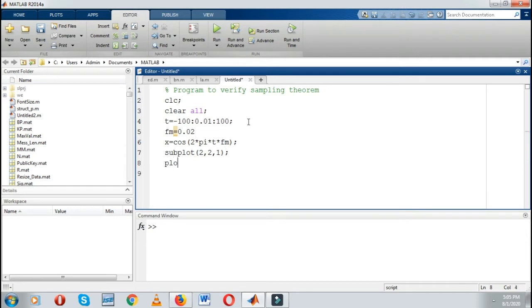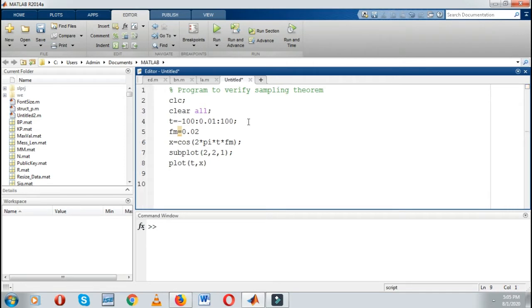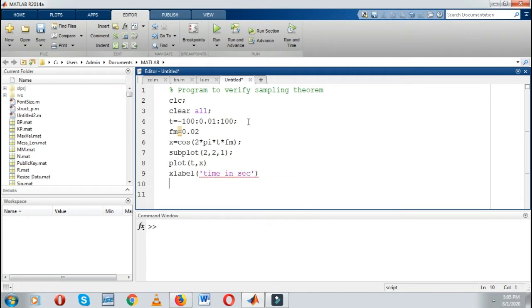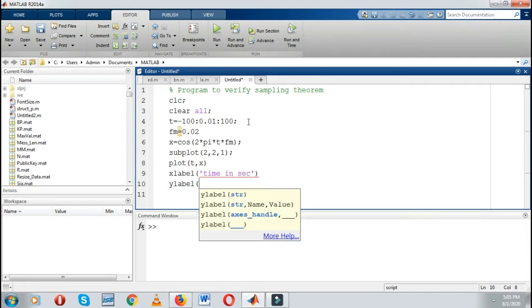Then I will take plot and simply plot the x signal, t comma x. Then next, the x label is nothing but the time in second, bracket complete. Again I will write y label. In y label I can write amplitude, or I can write x of t.